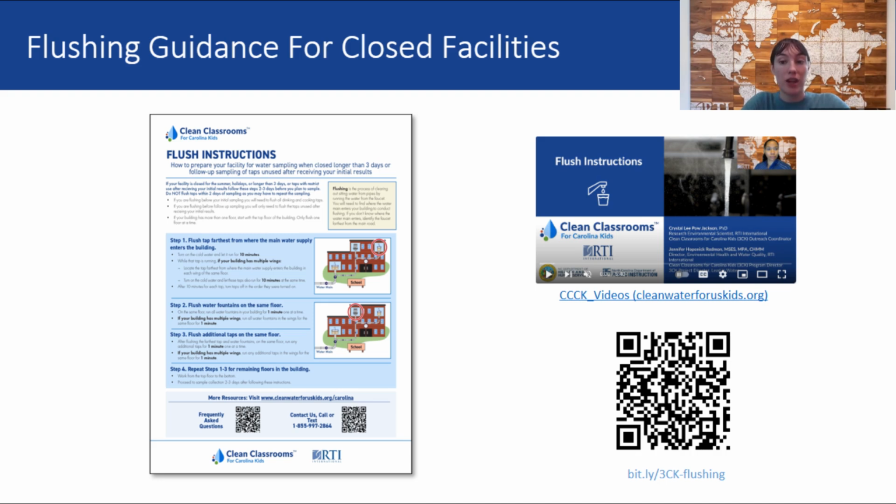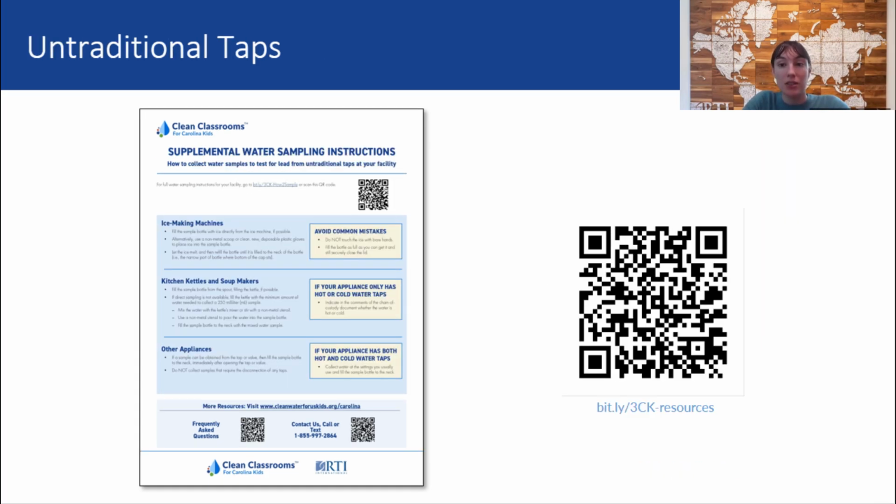Follow these resources for guidance on how to flush your closed facility before testing. You can watch our How to Check for Lead and Galvanized Steel Service Lines video on our training resources page, as well as reference our informational flyer. If you have ice makers, kitchen kettles, and other untraditional taps, the program has developed additional guidance which you can access here on sampling some of these untraditional taps.